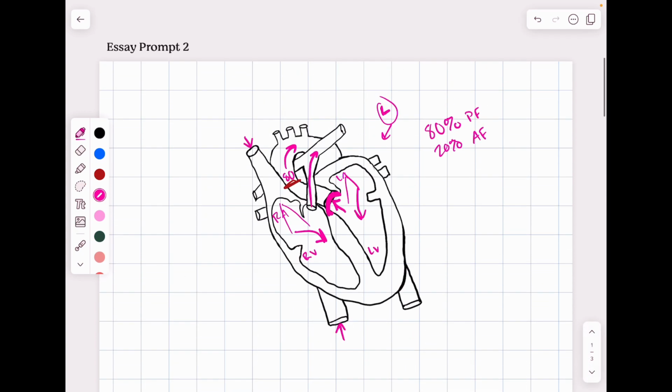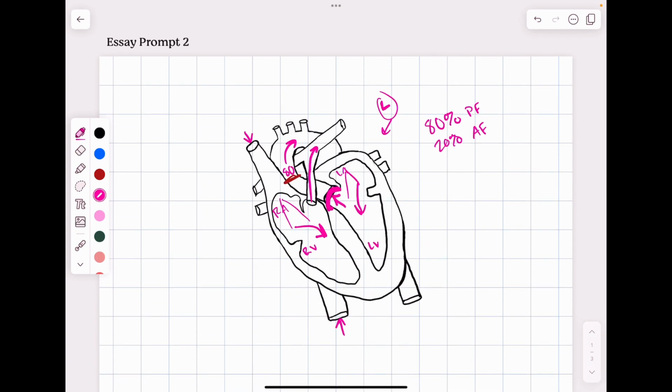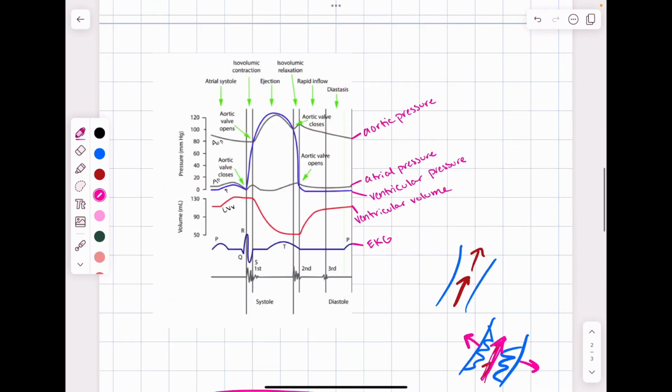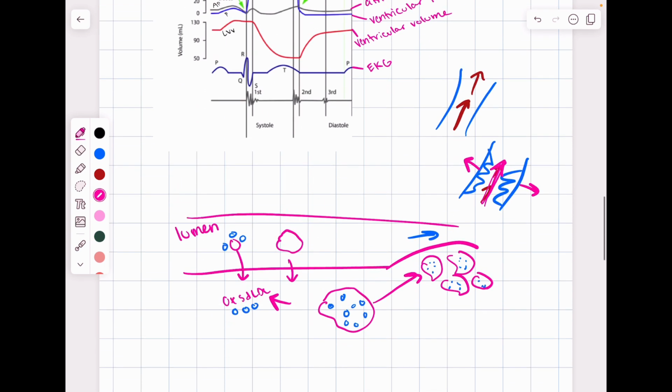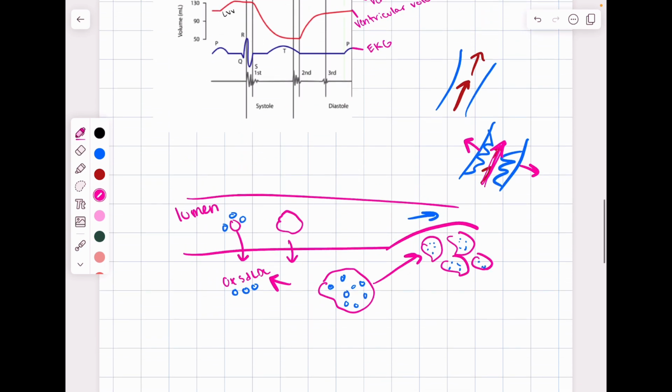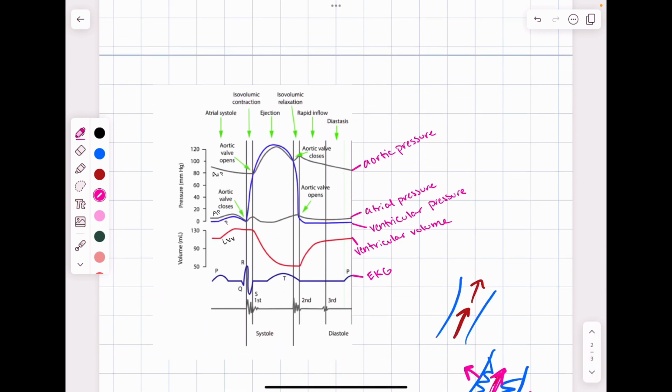So overall, we talked about the blood flow through the heart, what the EKG is, our Wiggers diagram, and how all the pressures and contractions and depolarizations and repolarizations relate to each other, and then what atherosclerosis is and how we treat it and how it changes the Wiggers diagram.